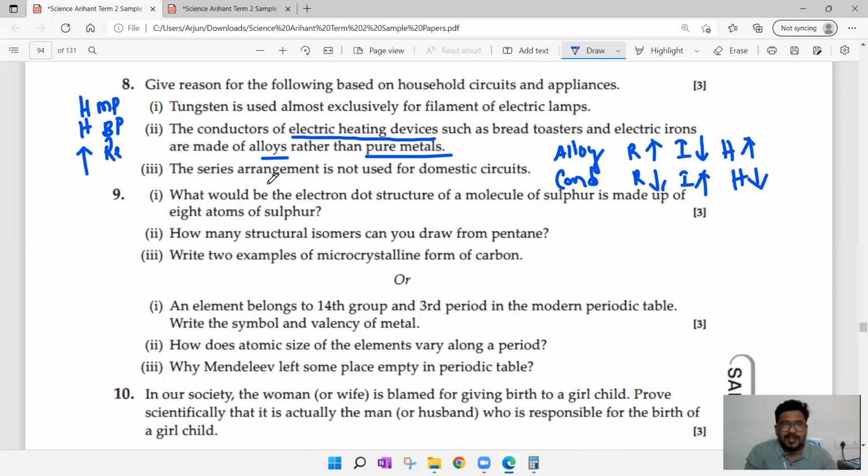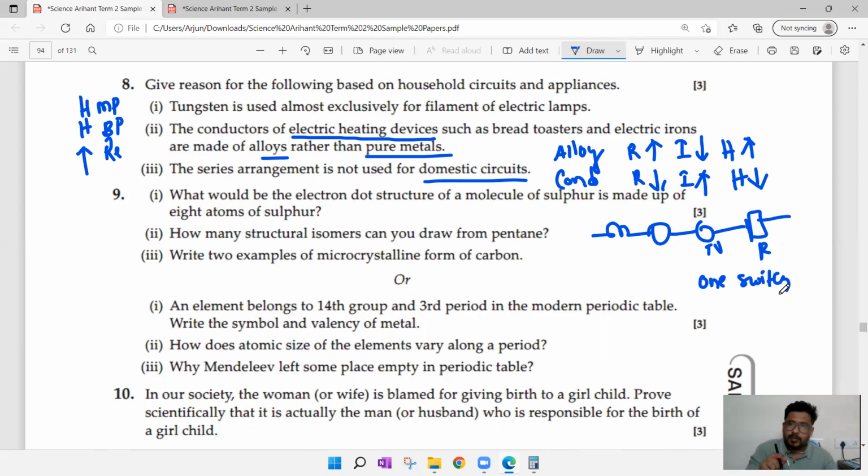Number 3. The series arrangement is not used for domestic circuits. Why? Because in series, for example, if a fan, a bulb, a TV and a refrigerator are all connected in series, to operate them we have to use only one switch. If you turn on that switch, all devices will work. So you cannot control them individually.